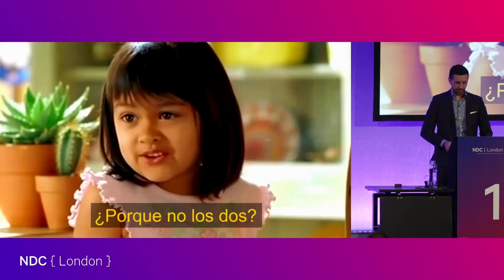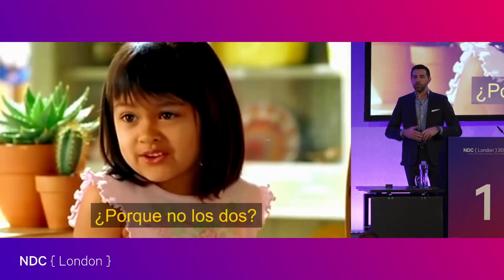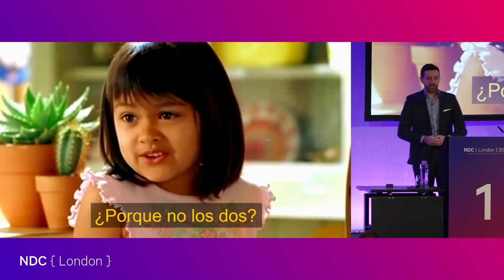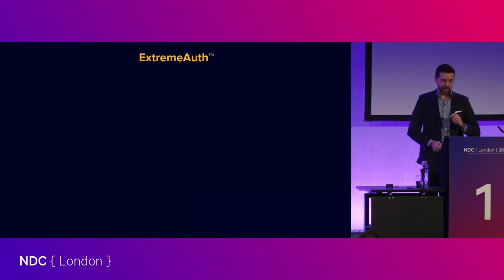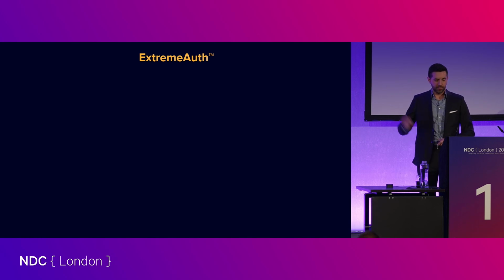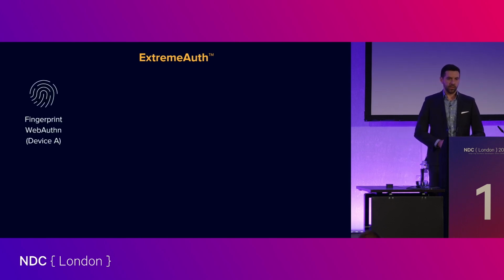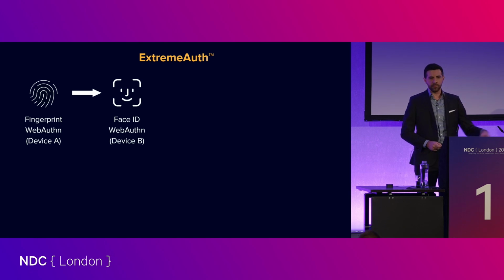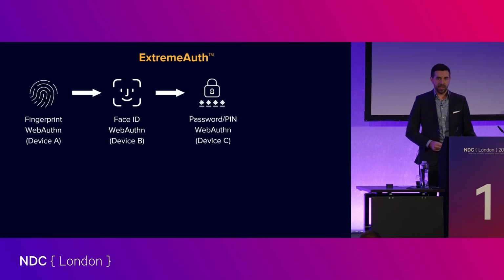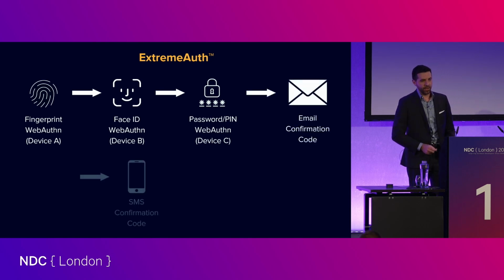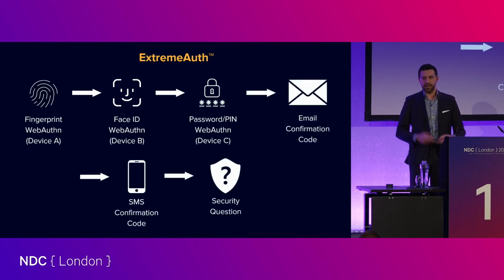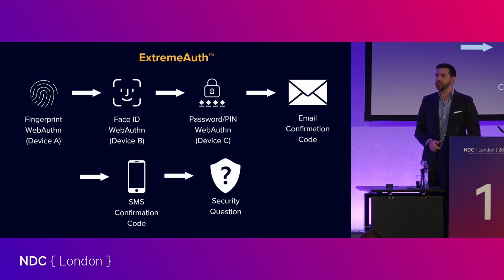But it does raise the question, why not both? Why don't we use all of these systems, right? And that is possible. And I have coined this Extreme Auth, trademarked, don't steal it. There is no reason that you can't have a login that uses a fingerprint using WebAuthn on your first device, and then requires Face ID with WebAuthn on a second device, and then a password PIN on a third device, and then an email confirmation code, and then an SMS confirmation code, and then a security question like, what's my mother's maiden name? You can totally do this. There's no reason you can't do this.